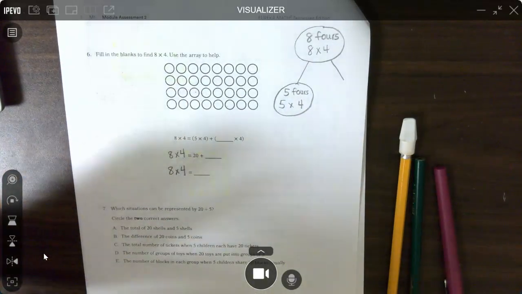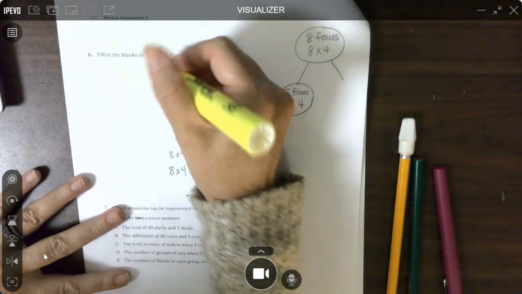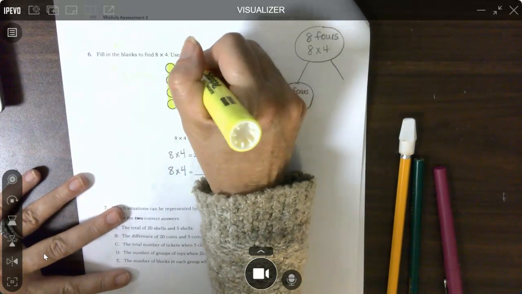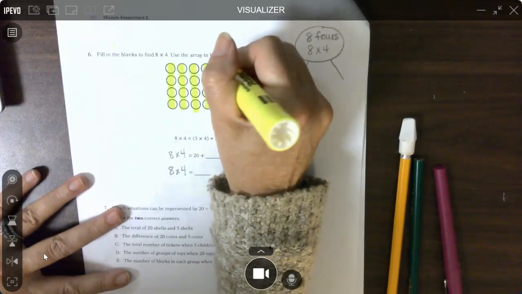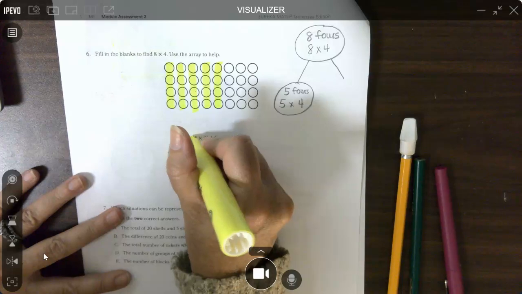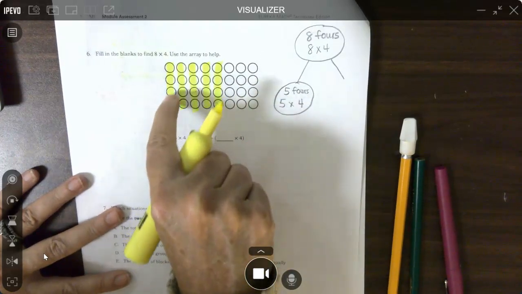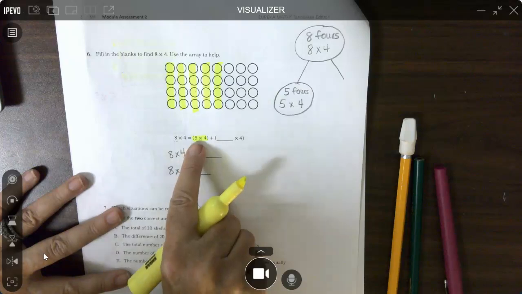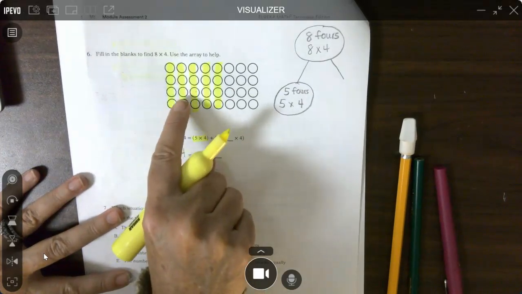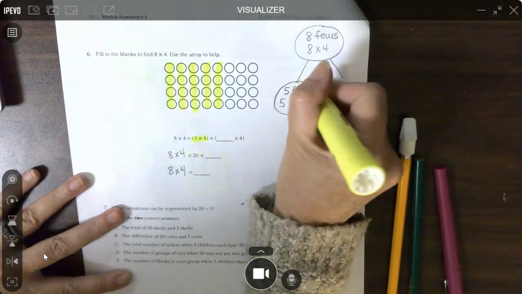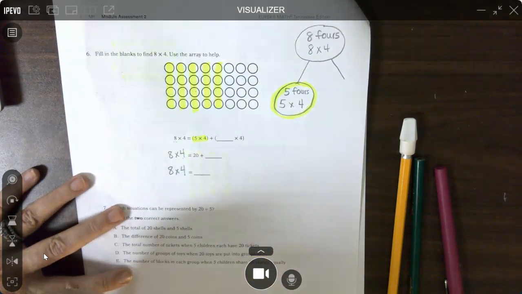So I'm going to come and I'm going to break apart this picture. 1 column, 2 columns, 3 columns, 4 columns, 5 groups of 4. There are 4 things in each of those, and there are 5 columns. This part represents what this little piece represents. This represents that piece as well.